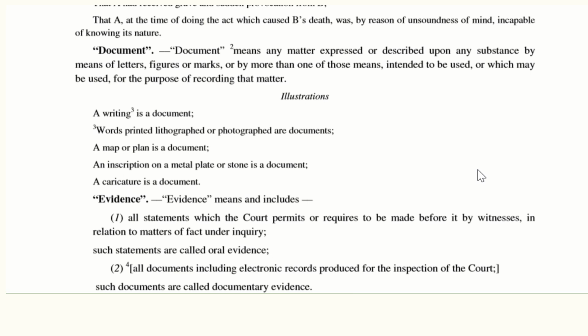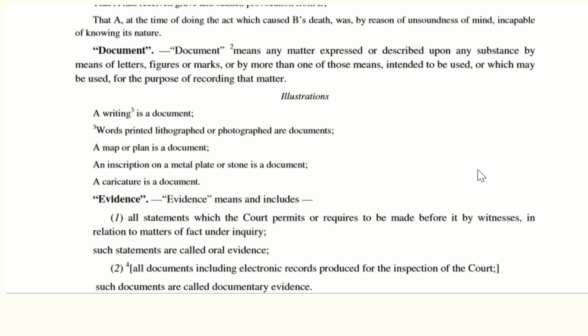I could recollect once a question was asked. There is a tree on which a number is painted, and the question was whether this tree will be considered as a document. Many wrote the answer as no. They were of the opinion that a tree cannot be a document. But as per the definition under the Indian Evidence Act, any substance which has a letter, figure or mark is a document. It's as simple as that.